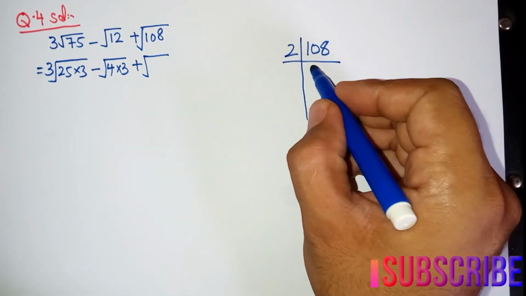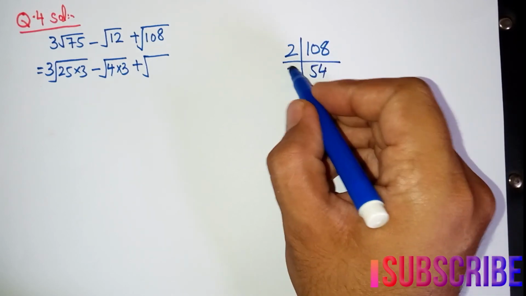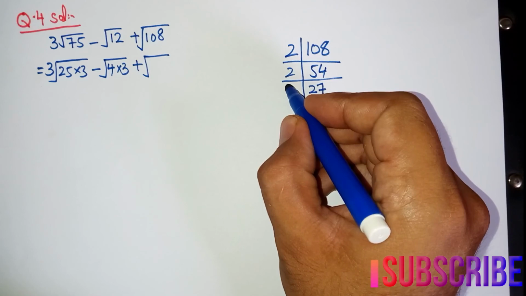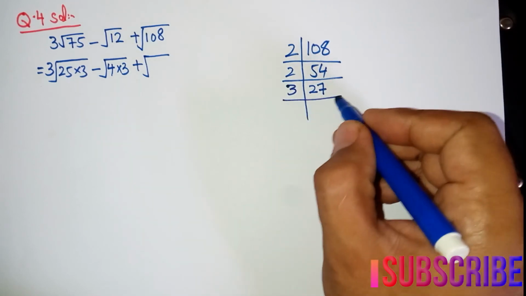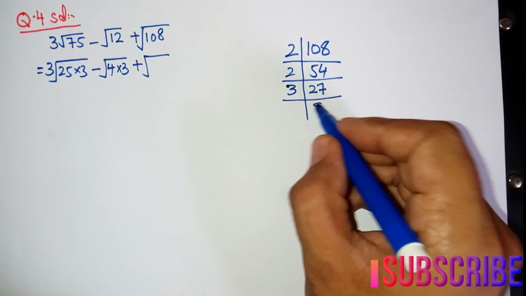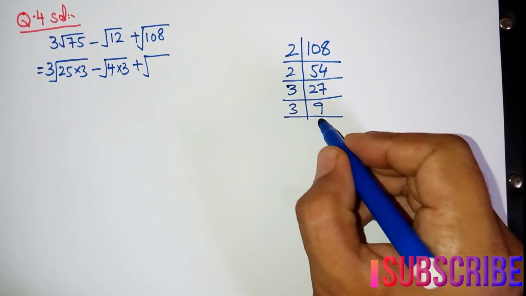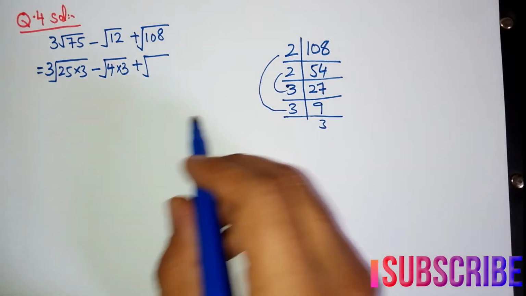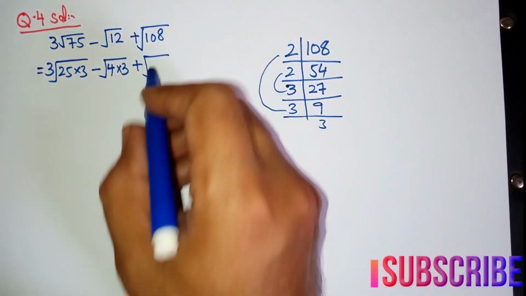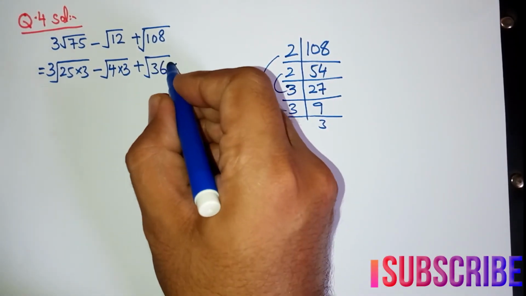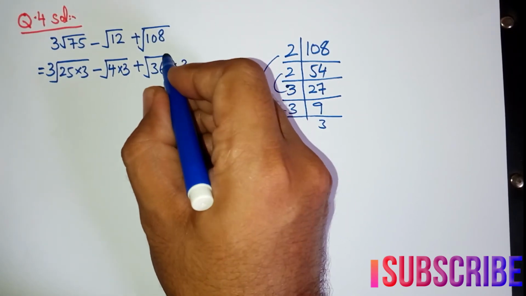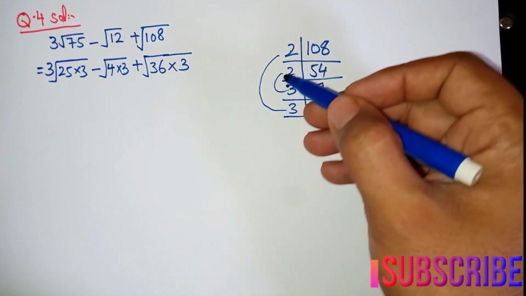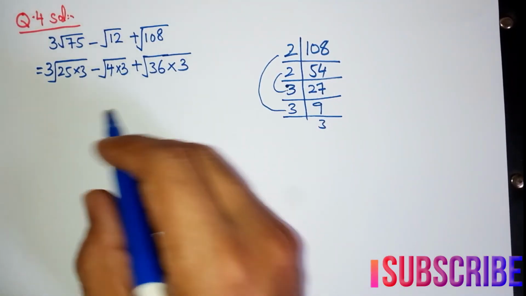108 divided by 2 gives you 54. 54 divided by 2 gives us 27. 27 cannot be divided by 2, so now 3: 27 divided by 3 is 9, and 9 divided by 3 is 3. So it means 108 is going to be 36 times 3. If you look at it, 2 times 3 is 6, 2 times 3 is 6, and 6 times 6 is 36. So 36 times 3.